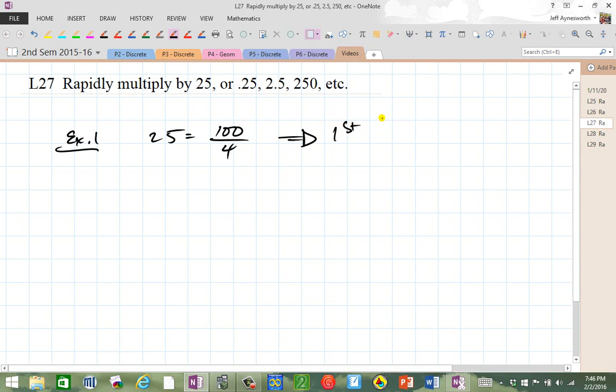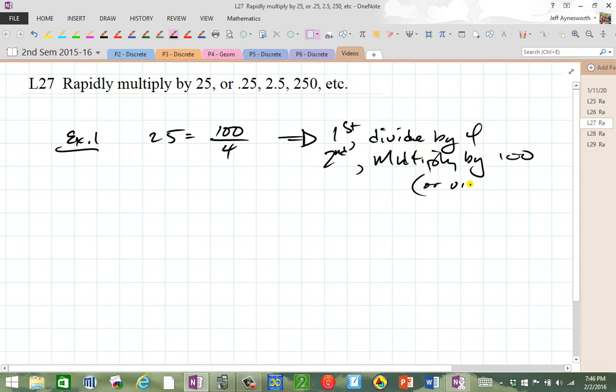First, divide by 4. Secondly, we're going to multiply by 100, or vice versa. I think it's easier to divide first personally, but you can always multiply by 100 first, then divide by 4. All right, so what am I talking about?